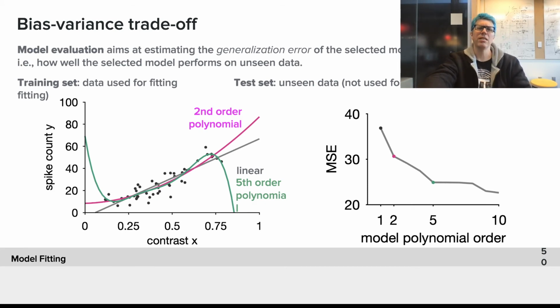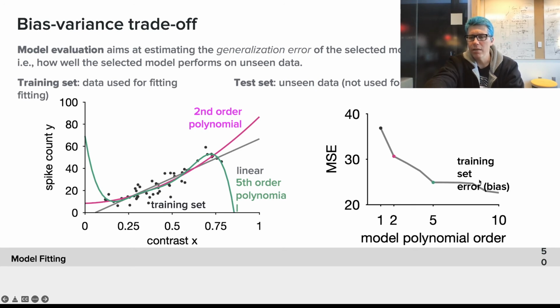So model evaluation aims at estimating the generalization error of the selected model, i.e. how well the selected model performs on unseen data. So on the training, what we can do is we can now take the data set and divide it into a training set that we use for fitting and a test set that we don't use for fitting. Now here on the right hand side, you saw the mean squared error on the training set. These are the data that we use for doing that fitting. That's the training set.